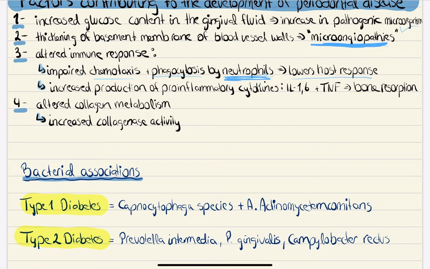Next, we have the increased production of pro-inflammatory cytokines. We have interleukin 1 and 6 and tumor necrosis factor, which lead to bone resorption. Then, fourth, we have the altered collagen metabolism, which increases the collagenase activity.